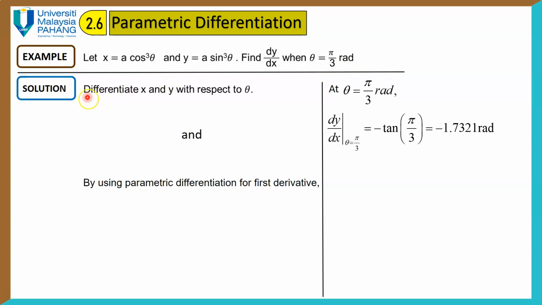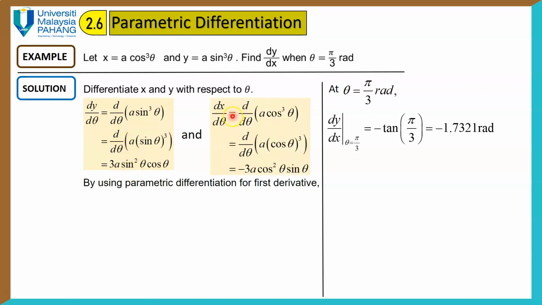Similar to the previous slide, first you must differentiate both parametric equations here, but this time in terms of theta. So you must differentiate with respect to theta. For y prime theta, you should get this, and then for x prime theta, you should get this. Because you differentiate cos cube theta multiplied with a, you should get negative 3a cos square theta sin theta.